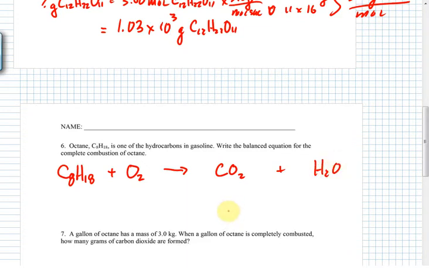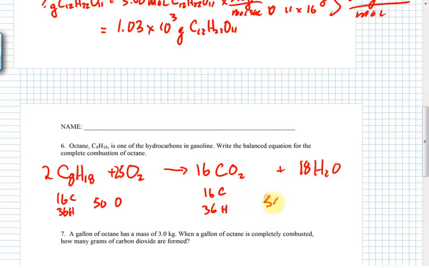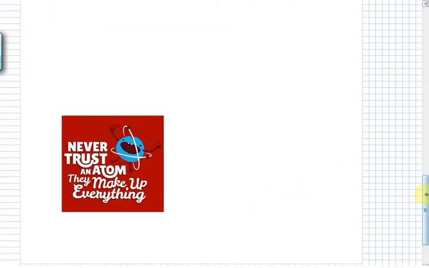Now we're going to balance the reaction. Put a 2 here. I'm going to put a 16 here. Excuse me, I have to put an 18 here. All right, and then if I add it up, I've got 50 oxygens, so I need to put a 25 here. There we go, it's a balanced reaction. 16 carbons on this side, 36 hydrogens, 50 oxygens. On this side, I've got 16 carbons, 36 hydrogens, 50 oxygens. That is a balanced equation.